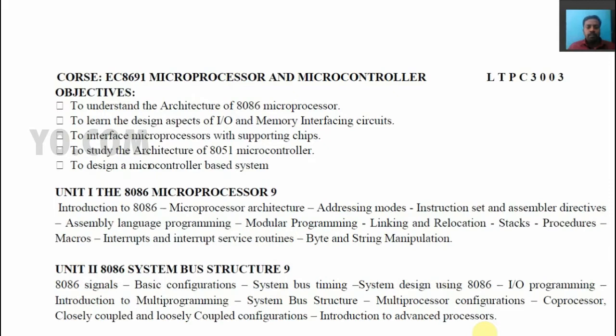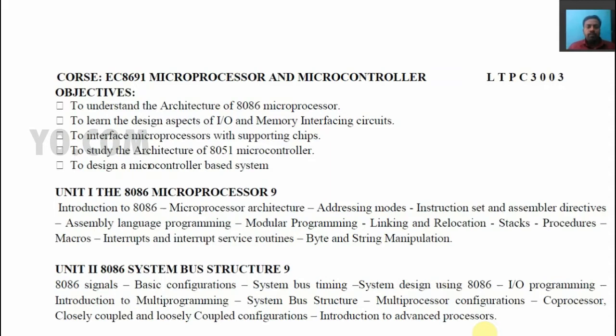To study the architecture of the 8051 microcontroller. This is the second part of this subject. The first part is the 8086 microprocessor and the second part is the 8051 microcontroller. So to study the architecture of the 8051 microcontroller, that is also we are going to study, the same as for the 8086 microprocessor. Then to design microcontroller based systems. So how to design one system that is based on a microcontroller.